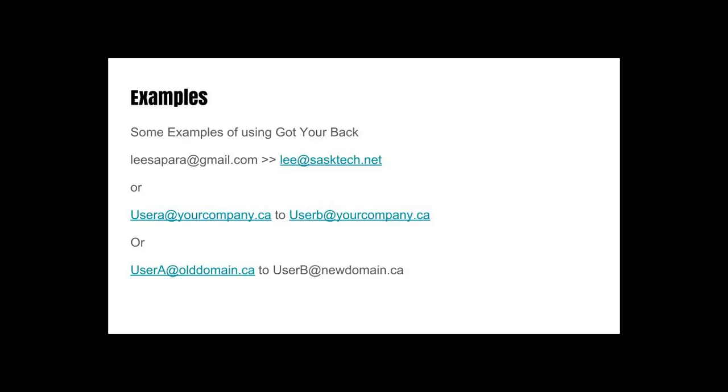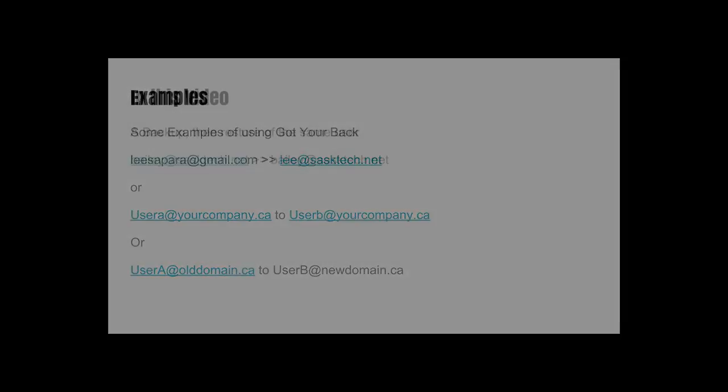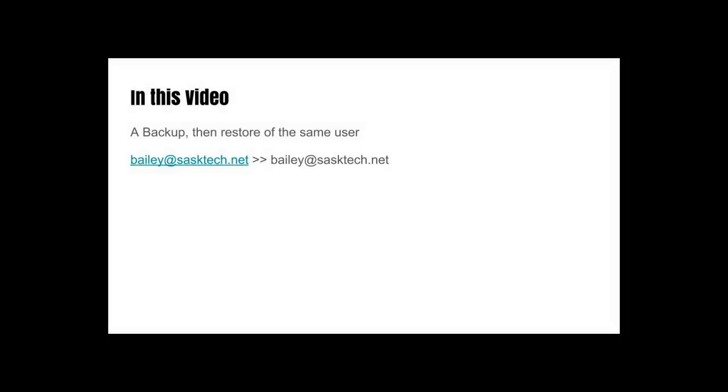Here are some examples of when you might use this program. Some examples might be my personal Gmail address, leesapera@gmail.com, and I want to move it to my official Google Apps for Work email, lee@sastech.net, as these are both Google accounts. You could also transfer from user A at yourdomain.ca to user B at yourdomain.ca. Or in the example of this video, I'm backing up Bailey at sastech.net, which is a Google Apps for Work account, and then just removing the data out of it and re-uploading it again. Let's see how this is done.